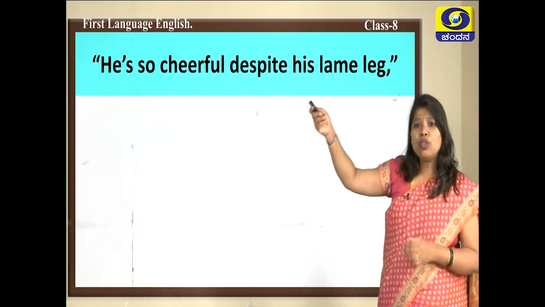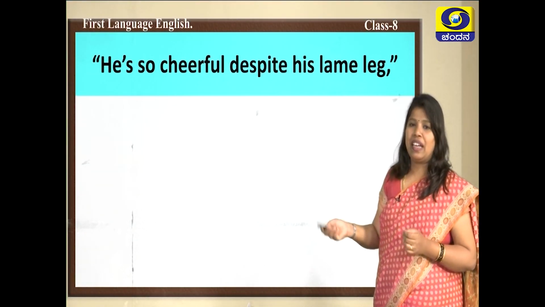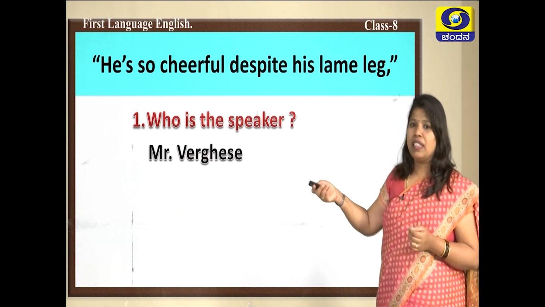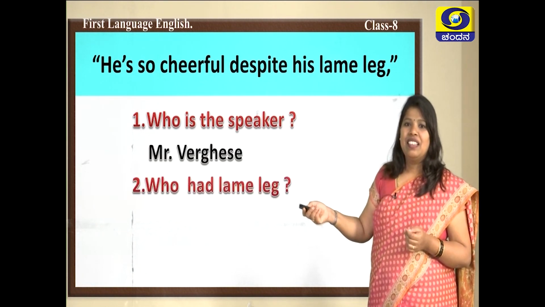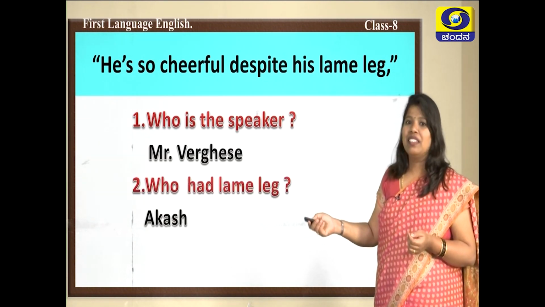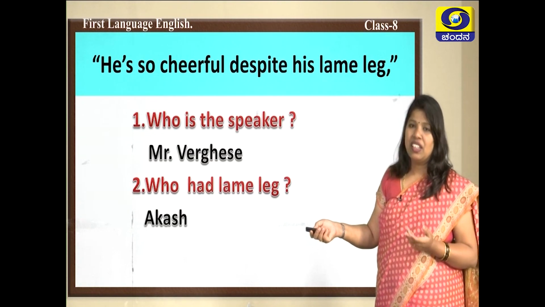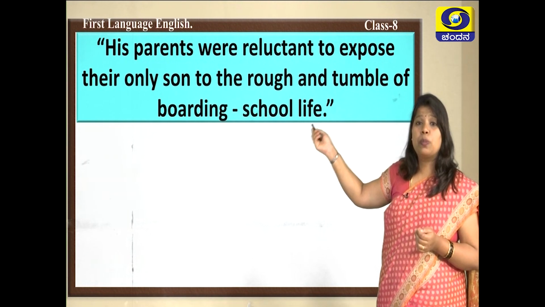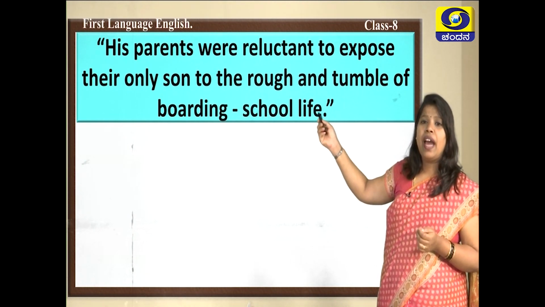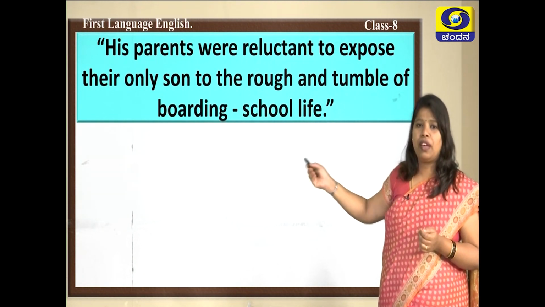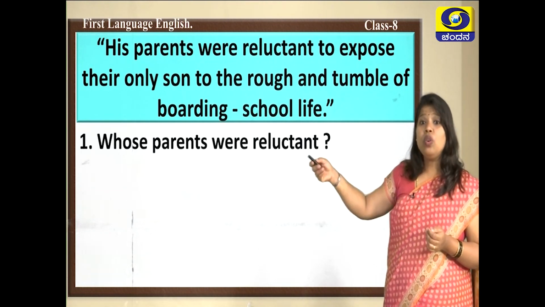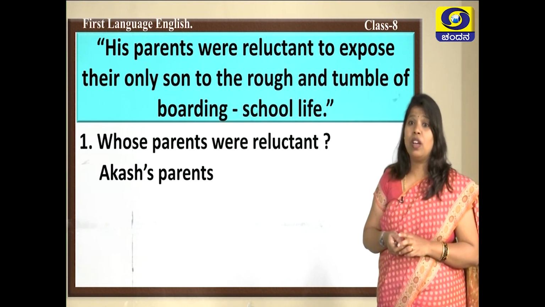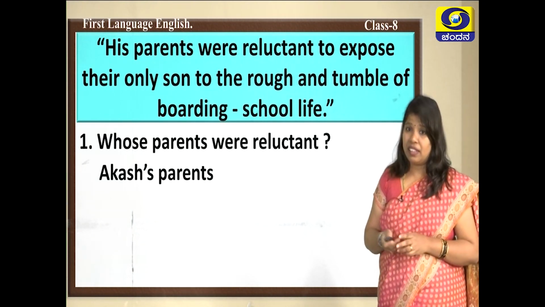Next, "He is so cheerful despite his lame leg." So, who is the speaker here? Yes, the speaker is Mr. Verghese. Now, who had the lame leg? Yes, it was Akash. "His parents were reluctant to expose their only son to the rough and tumble of the boarding school life." Whose parents were reluctant? Yes, it was Akash's parents, because Akash had a lame leg, isn't it?